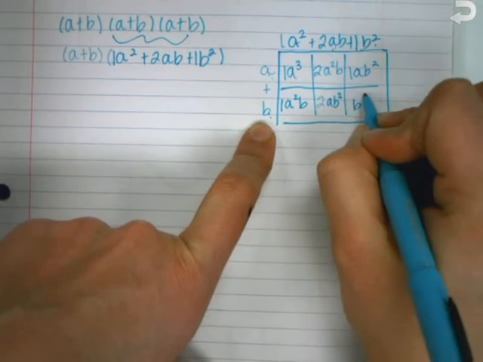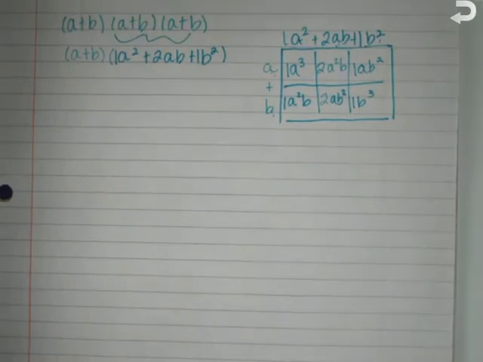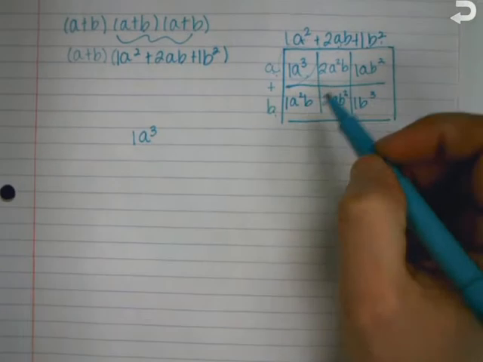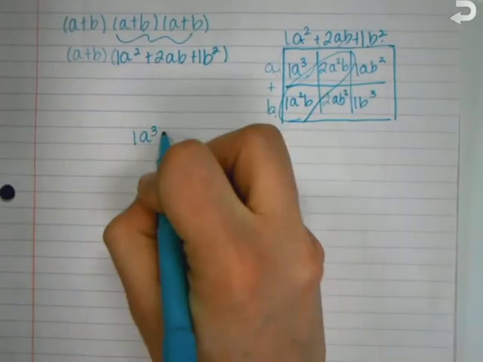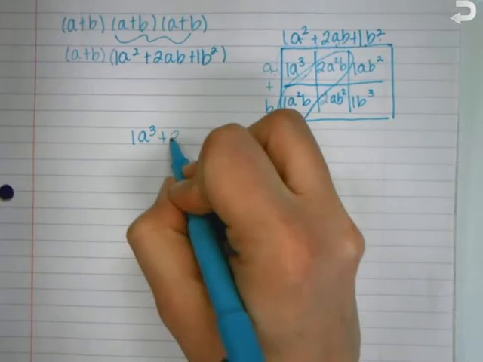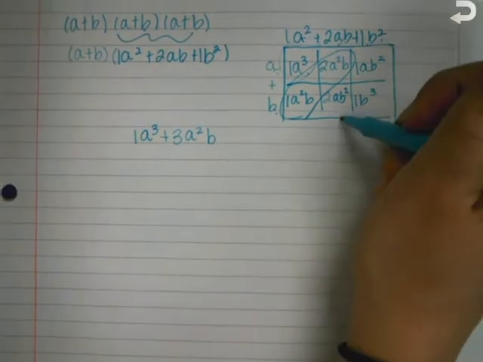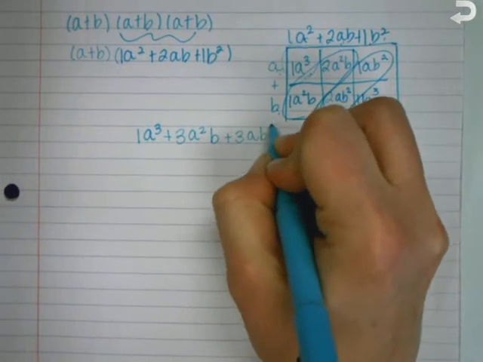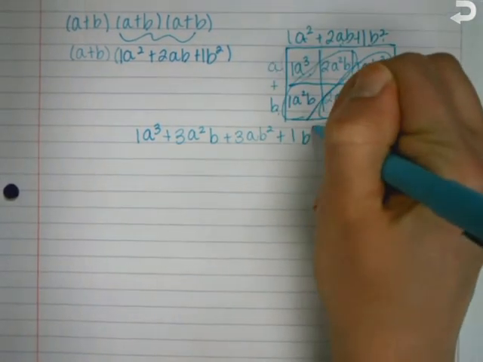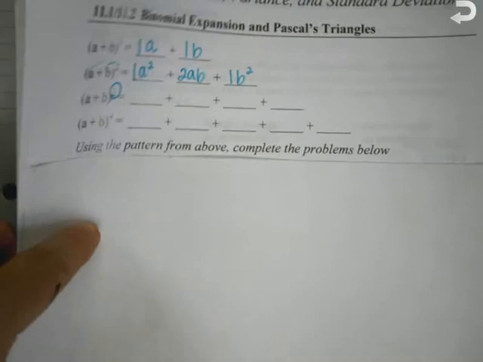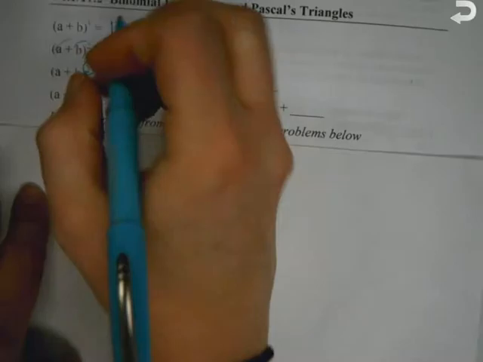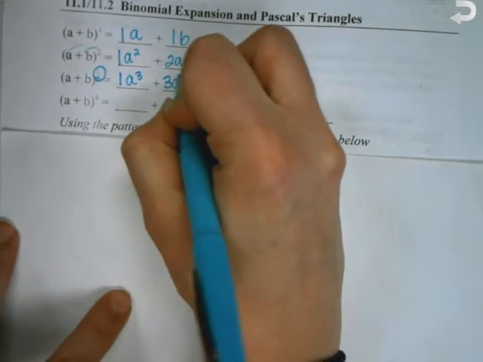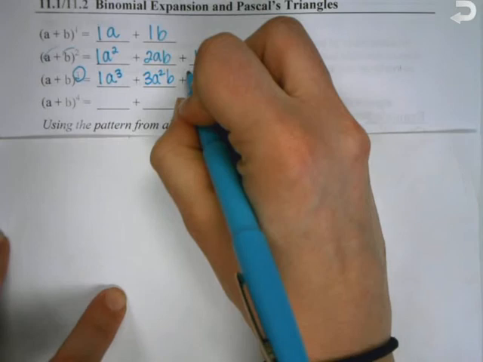Okay, let's combine our like terms. I have a to the third, which doesn't have any like terms. So that's 1a to the third. I have 1a squared b plus 2a squared b. What's that give me? 3a squared b. 2ab squared plus 1ab squared? 3ab squared. Plus 1b to the third. Okay, so let's fill that in. So that is 1a to the third plus 3a squared b plus 3ab squared plus 1b to the third.